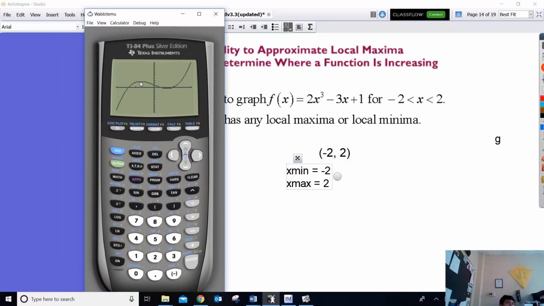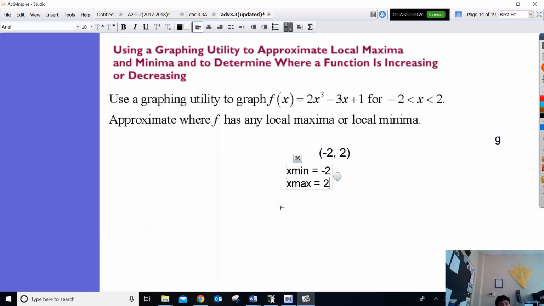I got my little cursor right here. Is that a max or a min? It's a max, right? You guys remember how to find a maximum on a calculator? What's that, Bryce? Second trace. Yeah, we're going to do second trace. Second trace, maximum.